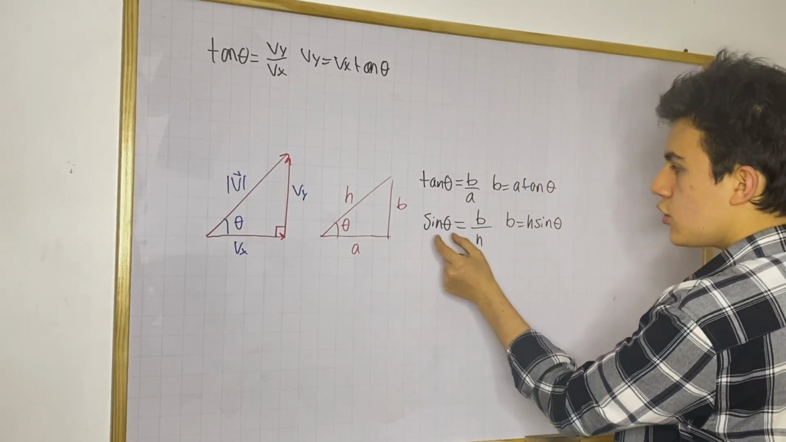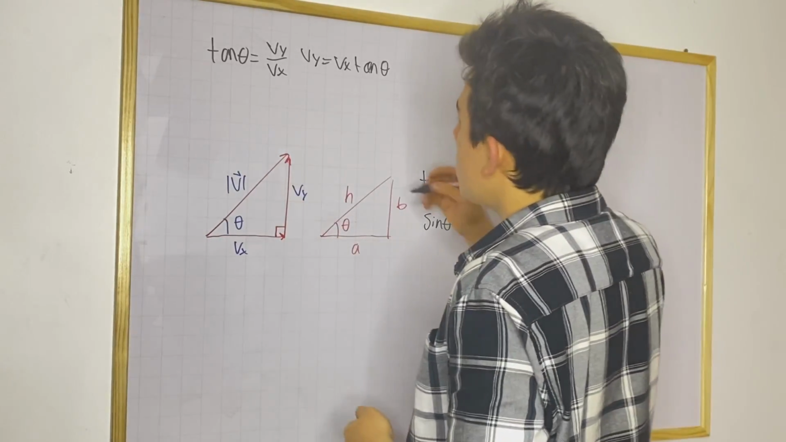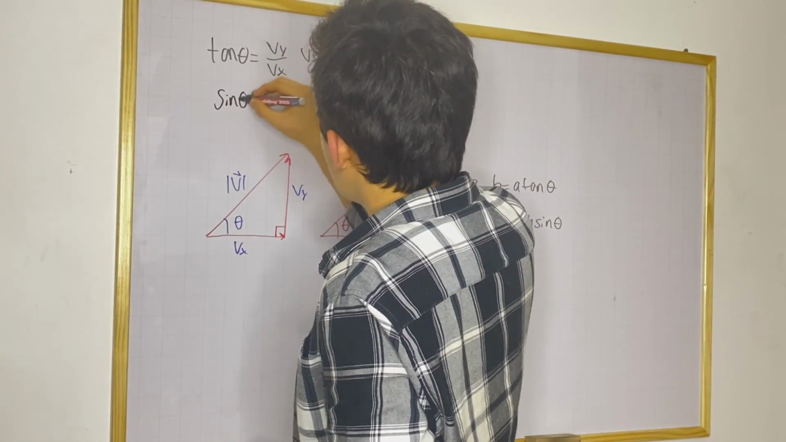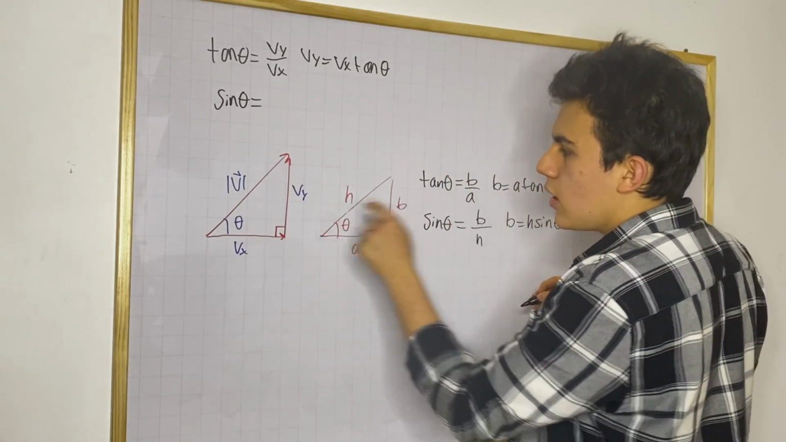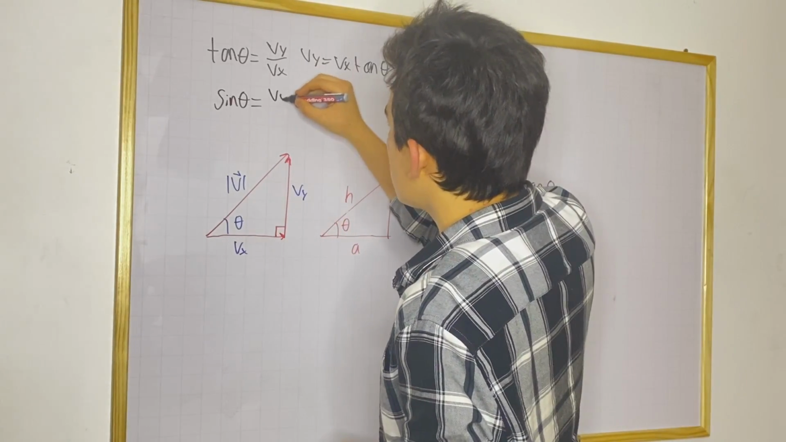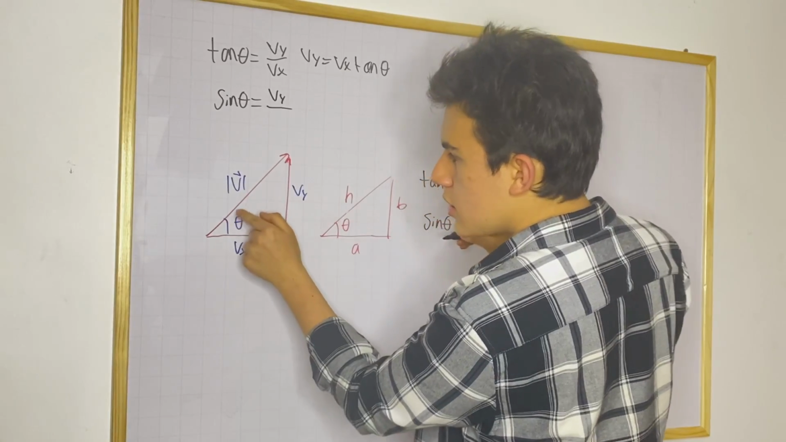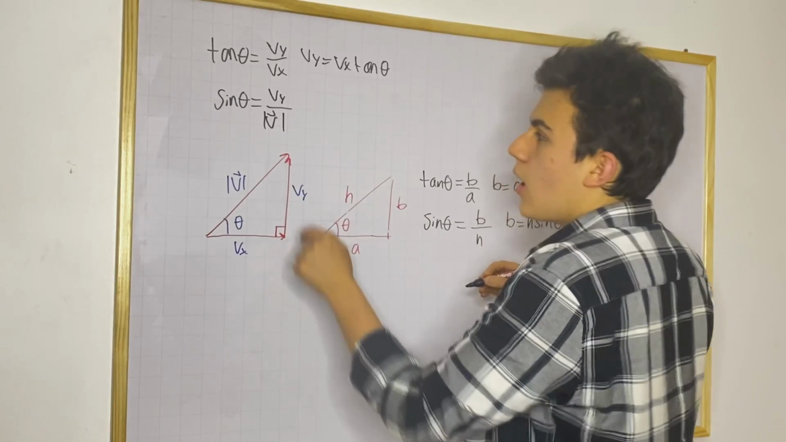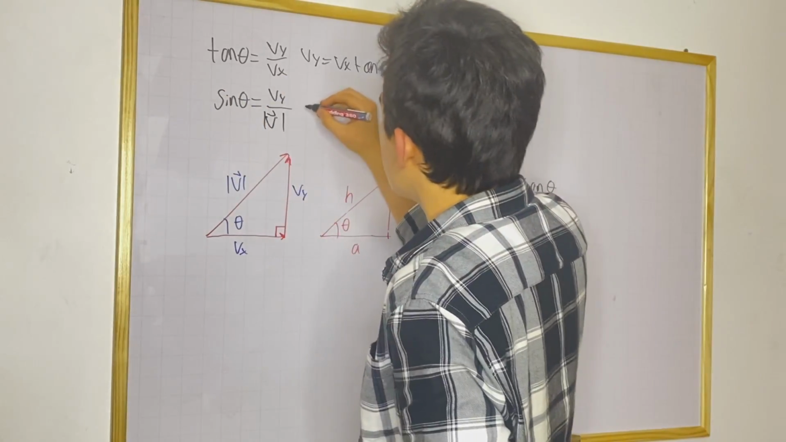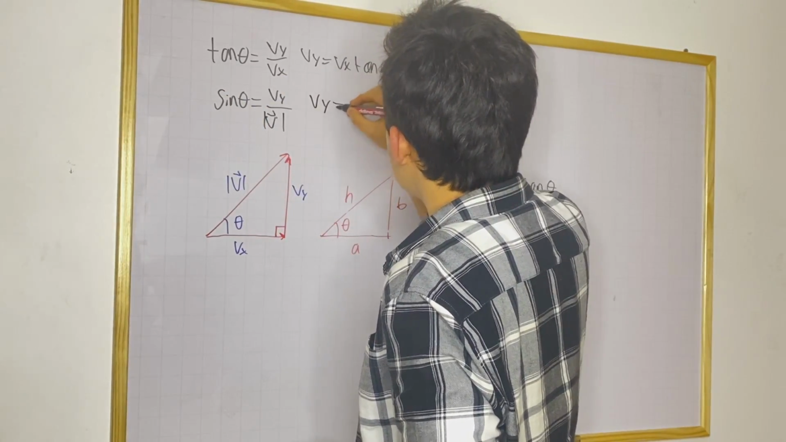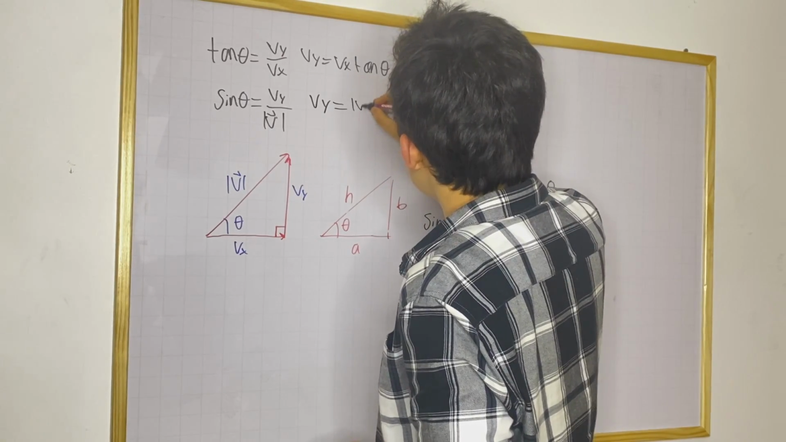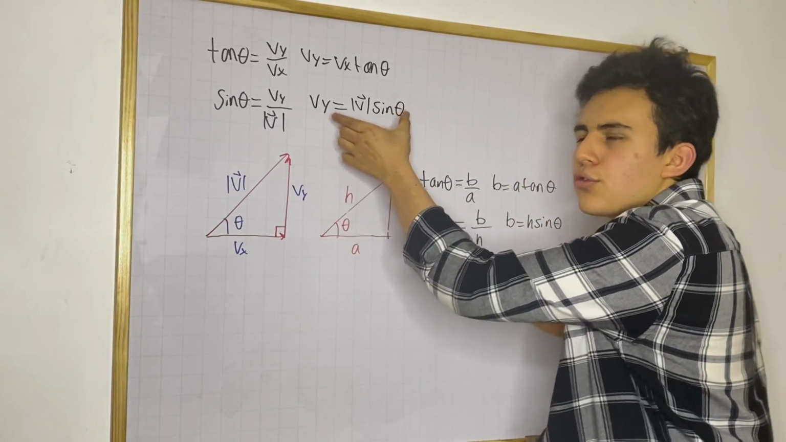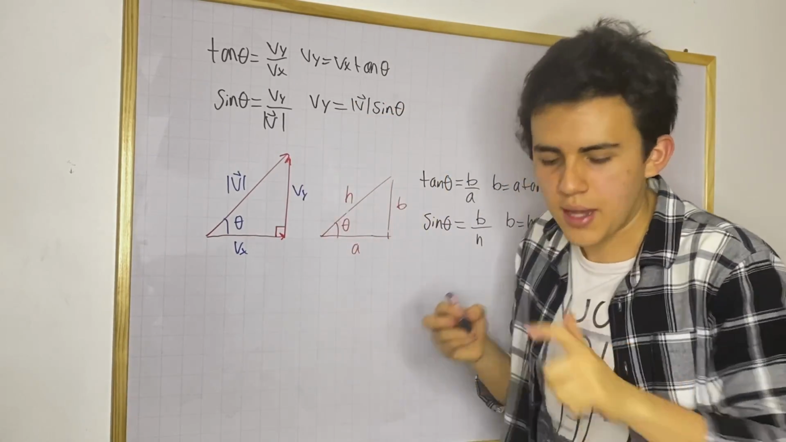And now, what if you wanted to use sine of theta? Well, then what you could say is that sine of theta is equal to the opposite side, which is Vy, over the hypotenuse, which in this case is the magnitude of the vector. And now you need to solve for Vy. So you're going to have that Vy is equal to the magnitude of the vector times sine of theta. And this is the sweet equation that you have memorized.